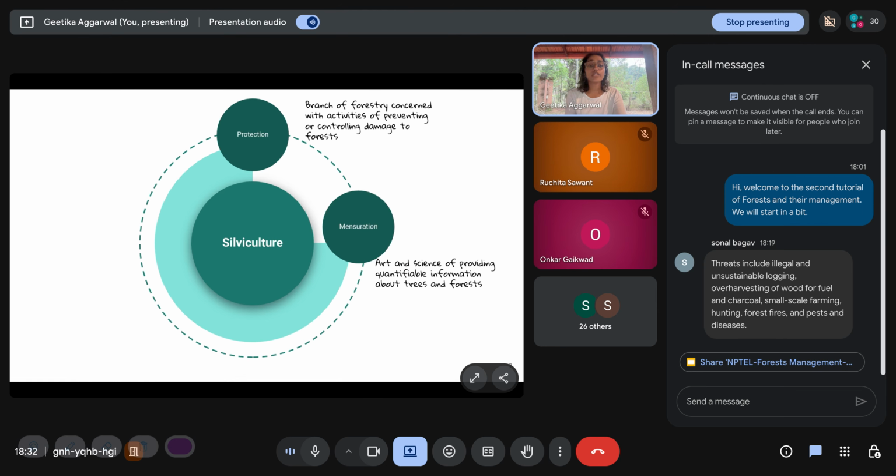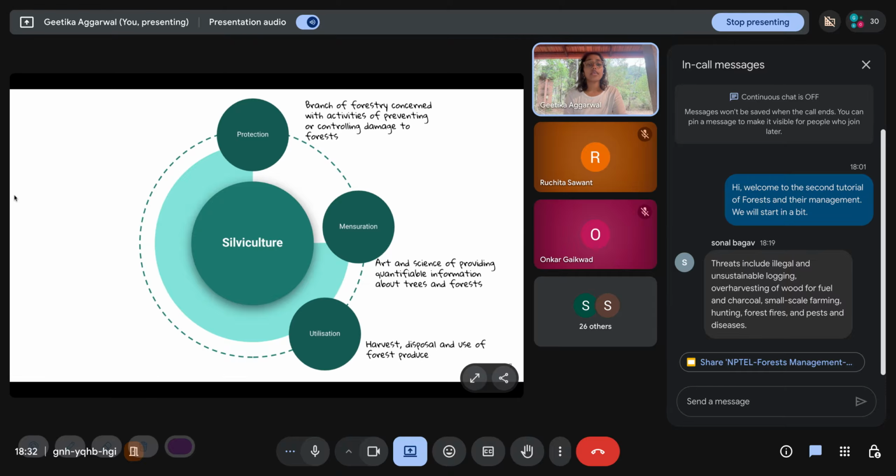Another thing is mensuration, as the term suggests, and as we discussed last week, it's basically the art and science of measuring the forests and providing quantifiable information about the trees and about the plants in the forest and different things. So we could be talking about what is the age class of different trees, what is the girth of the trees, what is the height of the canopy, these different things. So that comes under forest mensuration. What is the density of trees?